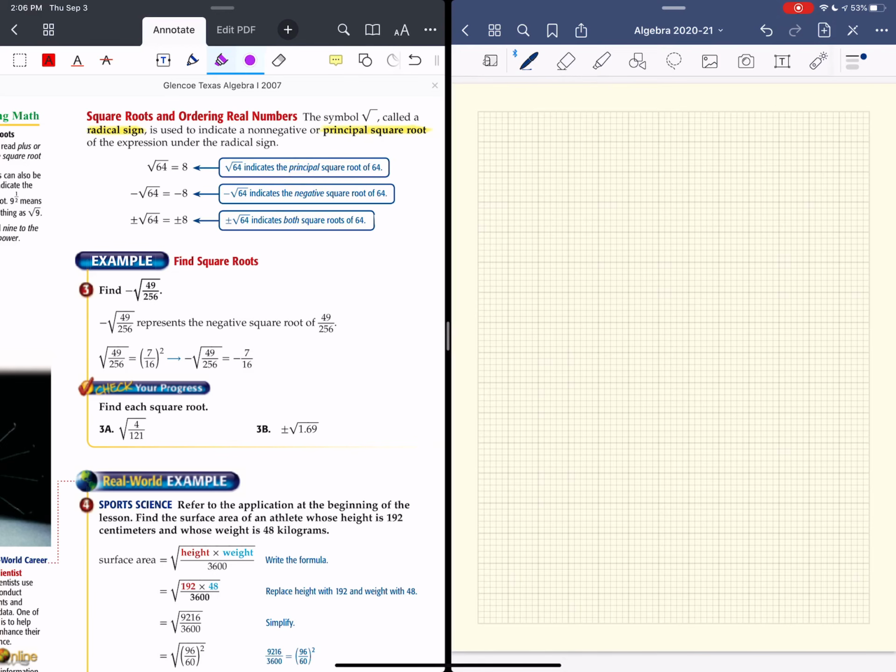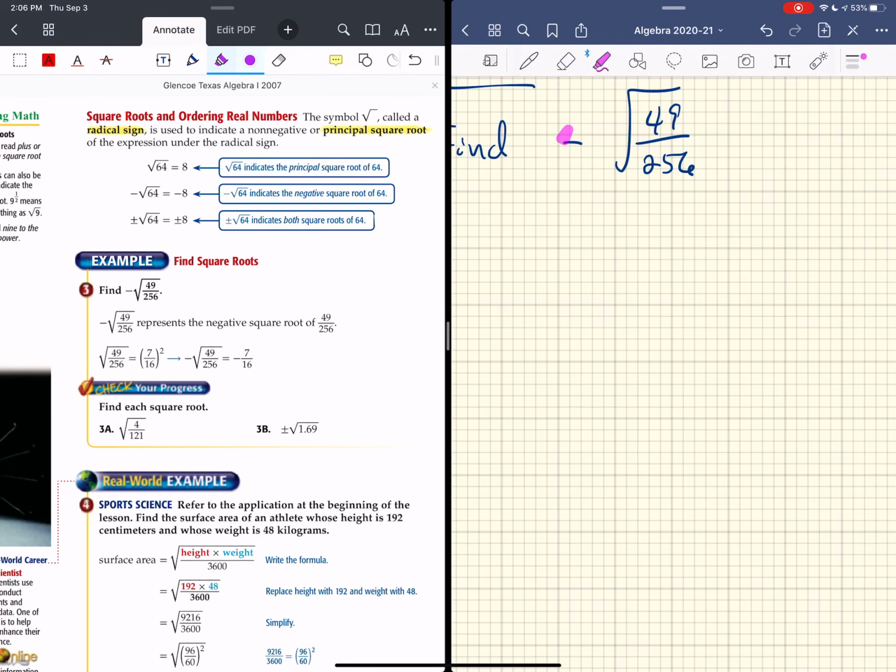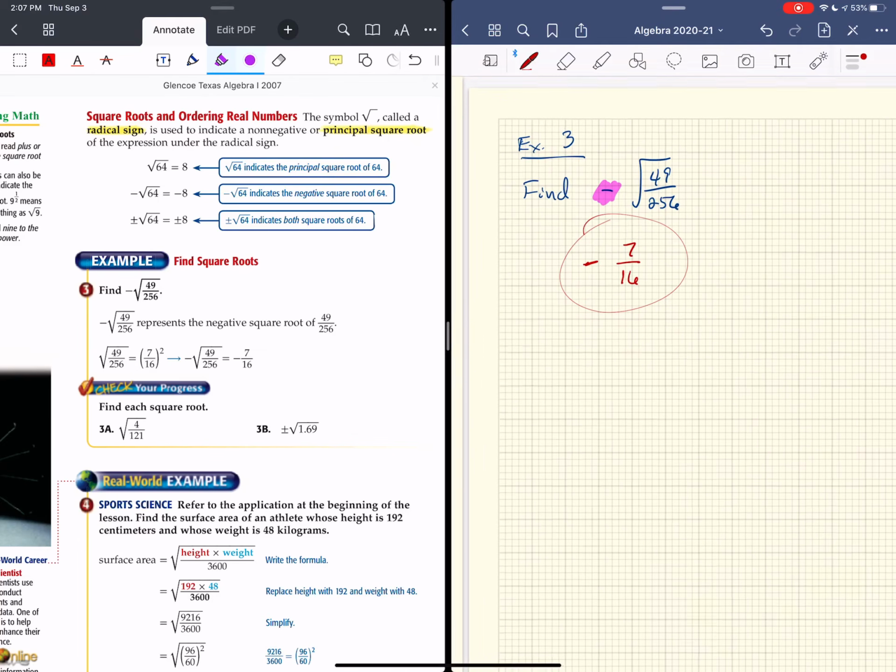All of which to say on example 3, when they ask us to find the negative square root of 49 over 256, I know, oh, they specifically want a negative value back. So I'm going to put my negative sign right away. And then I'm going to think to myself, can I take the square root of this fraction? Which really ends up meaning, can I take the square root of the numerator and the denominator separate from each other? So the square root of 49 is 7. The square root of 256 is 16. And that would end up being the value that I'm interested in.